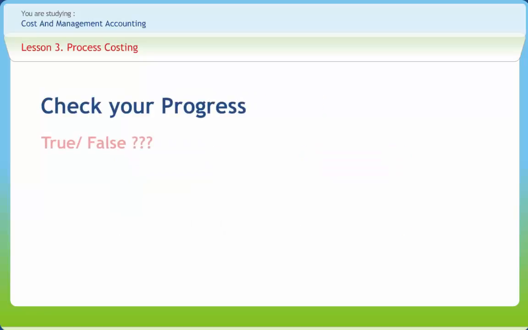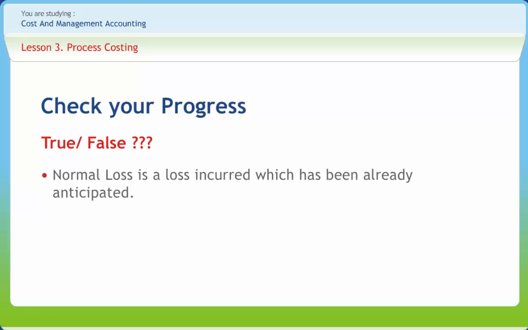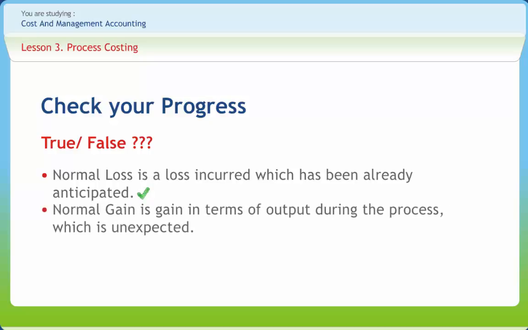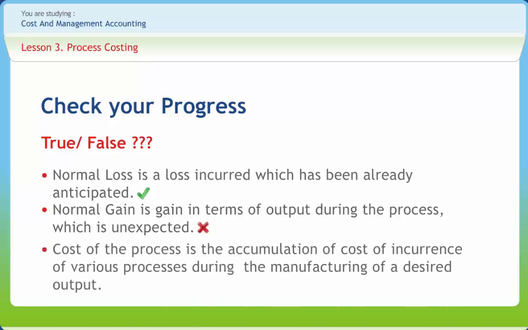Now let us check if we have understood the various concepts discussed in this lesson clearly. Normal loss is a loss incurred which has already been anticipated. Right or wrong? Right. Normal gain is gain in terms of output during the process which is unexpected. Right or wrong? Wrong. Cost of the process is the accumulation of cost of incurrence of various processes during the manufacturing of a desired output. Right or wrong? Right.